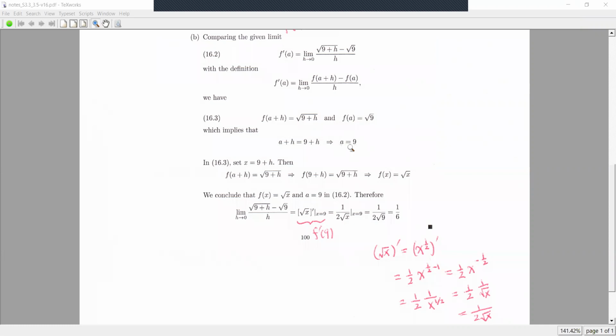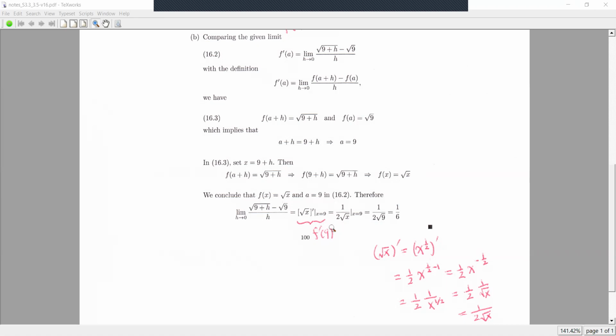Therefore, a is 9. And this equation is f of 9 plus h is equal to square root of 9 plus h. Now, replace 9 plus h by x, then we have f of x is equal to square root of x. So we conclude that the function f in part B is square root of x, and the point a is 9. Therefore, the given limit is derivative of the function at the point 9.